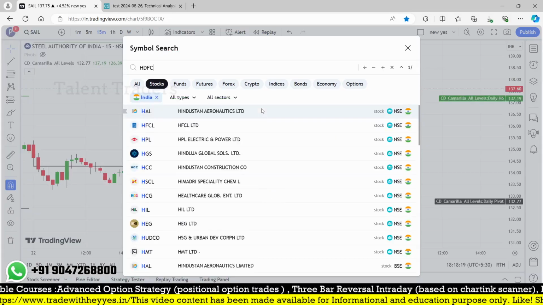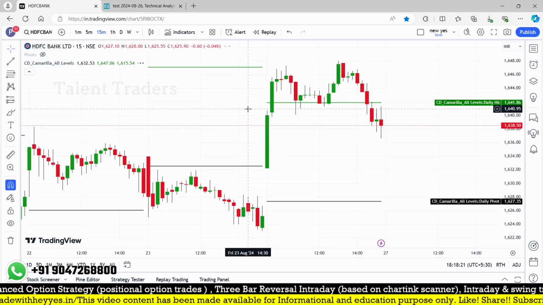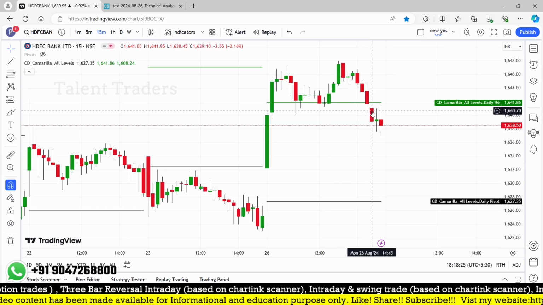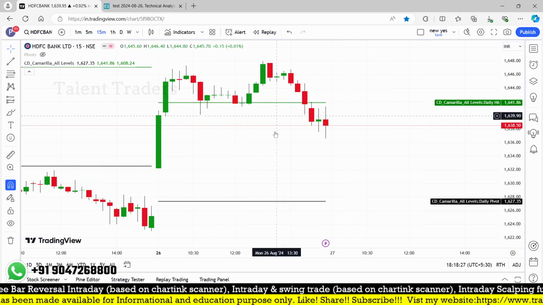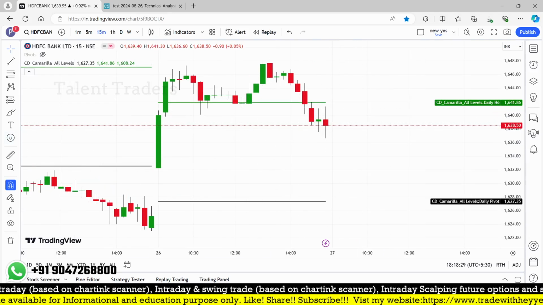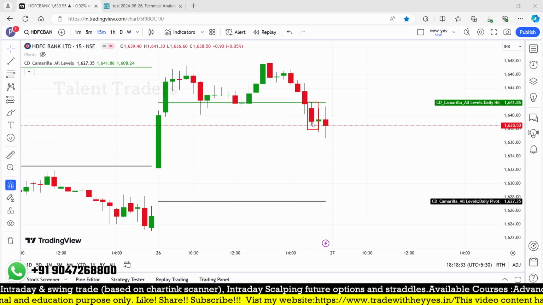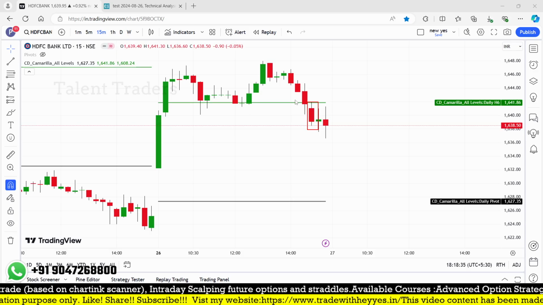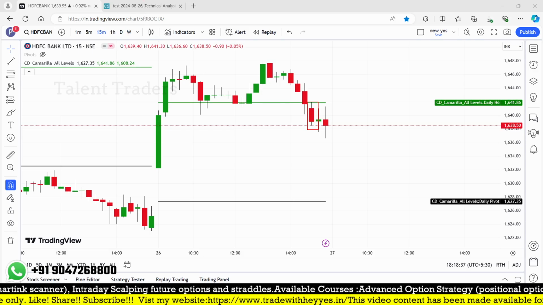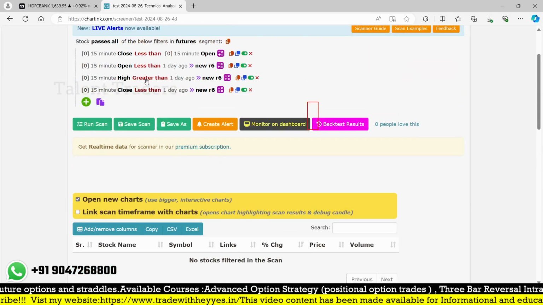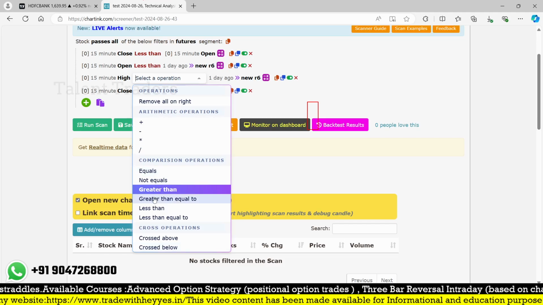So HDFC Bank in 15 minutes, you can see this is a candle where it is 2:45. Exactly, the candle condition is wicks. Our candle condition should be open below, and it should be a red candle, and the wick of the high greater than or equal. Actually, instead of greater than or equal, the high of the candle, it would be a better one.